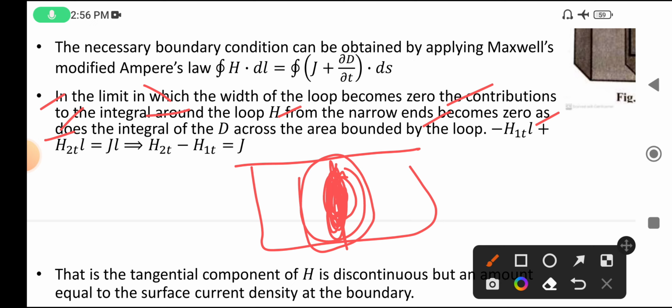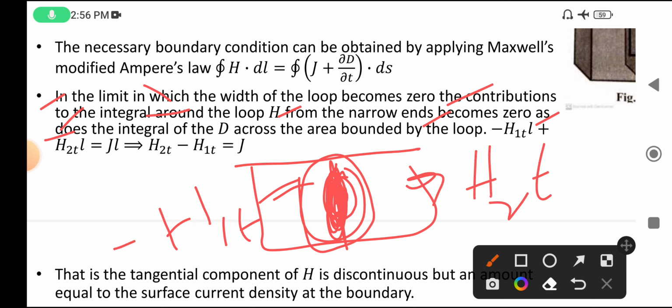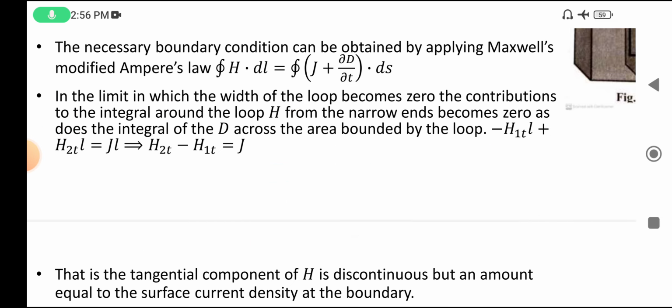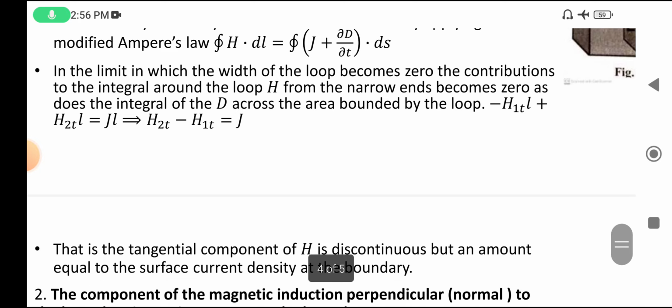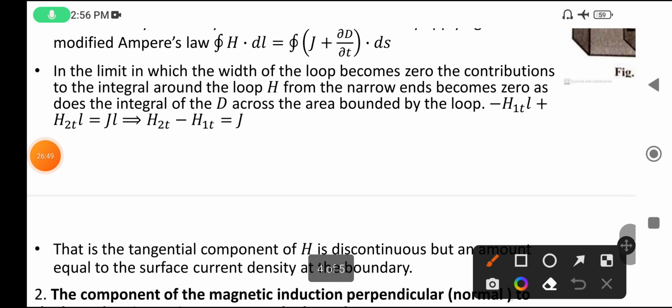So this side tangential field is H1t, this side tangential field is H2t, and this we have taken negative, and this we have taken positive. Okay friends, see, minus H1t. Why? How does L come?